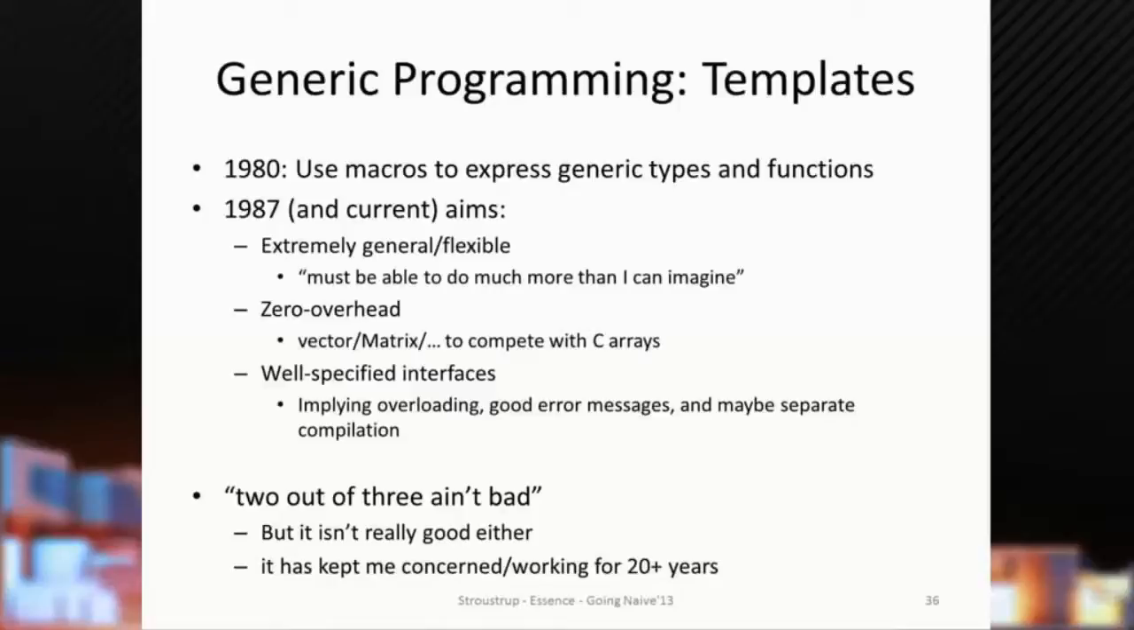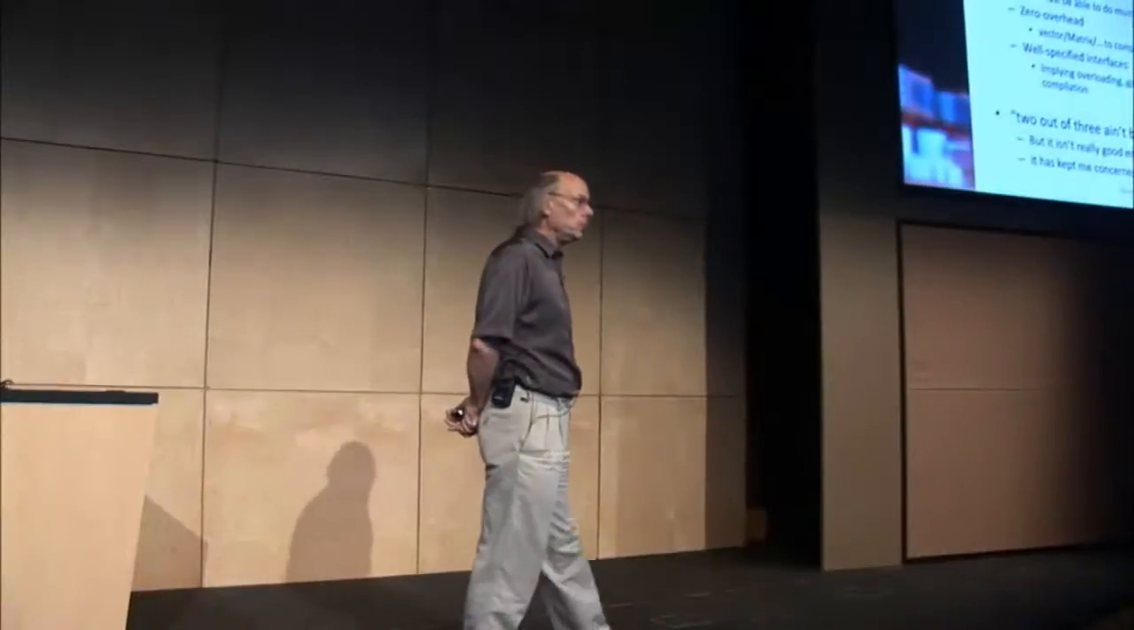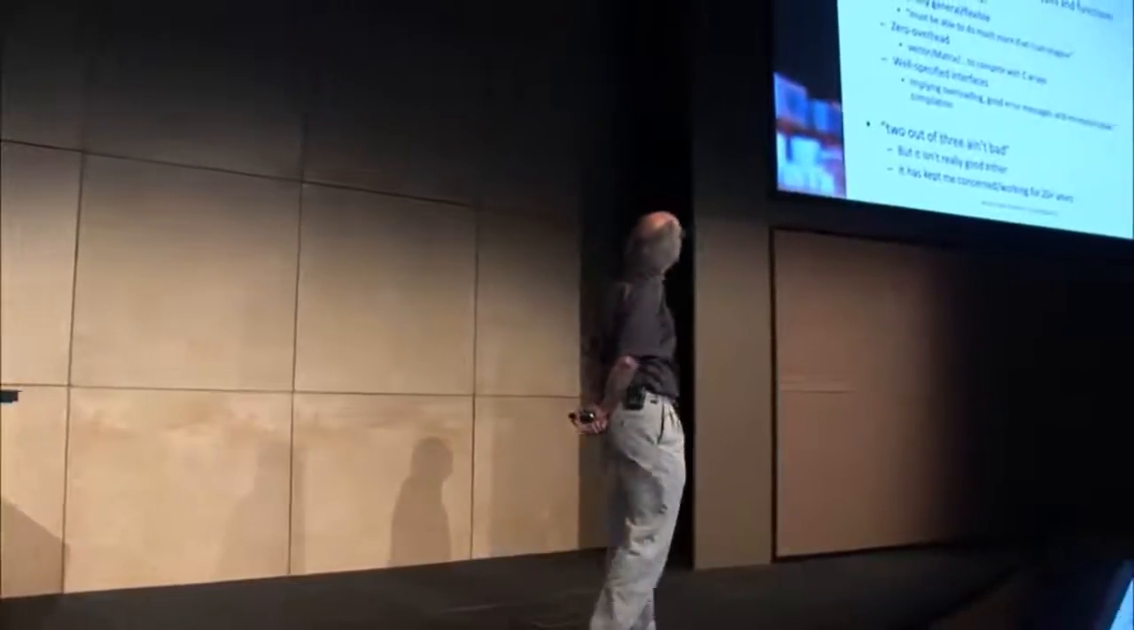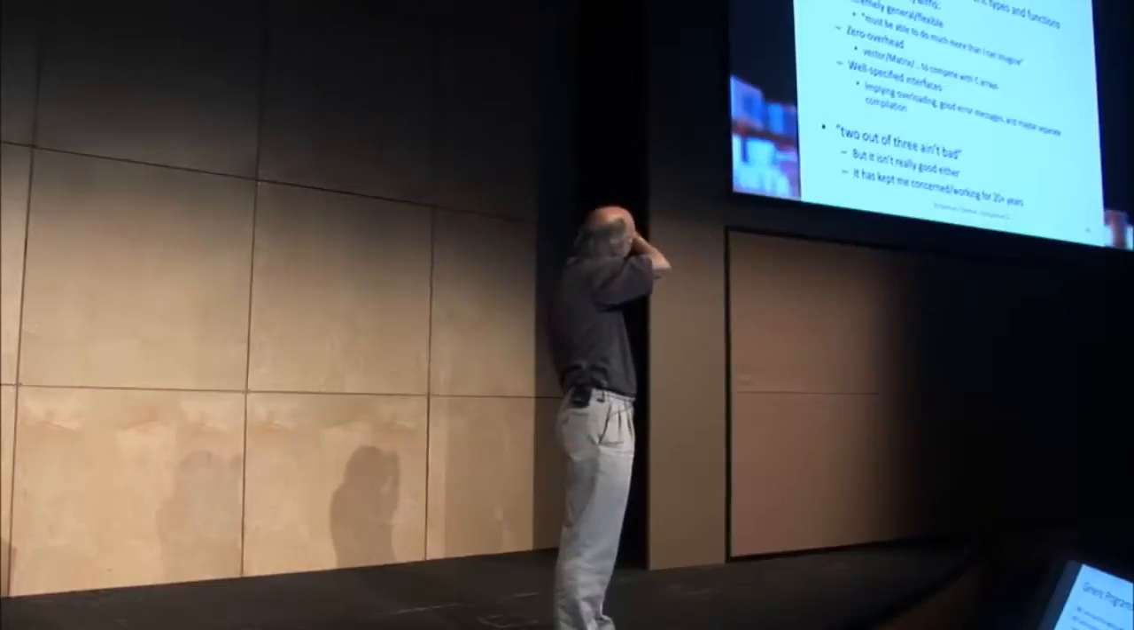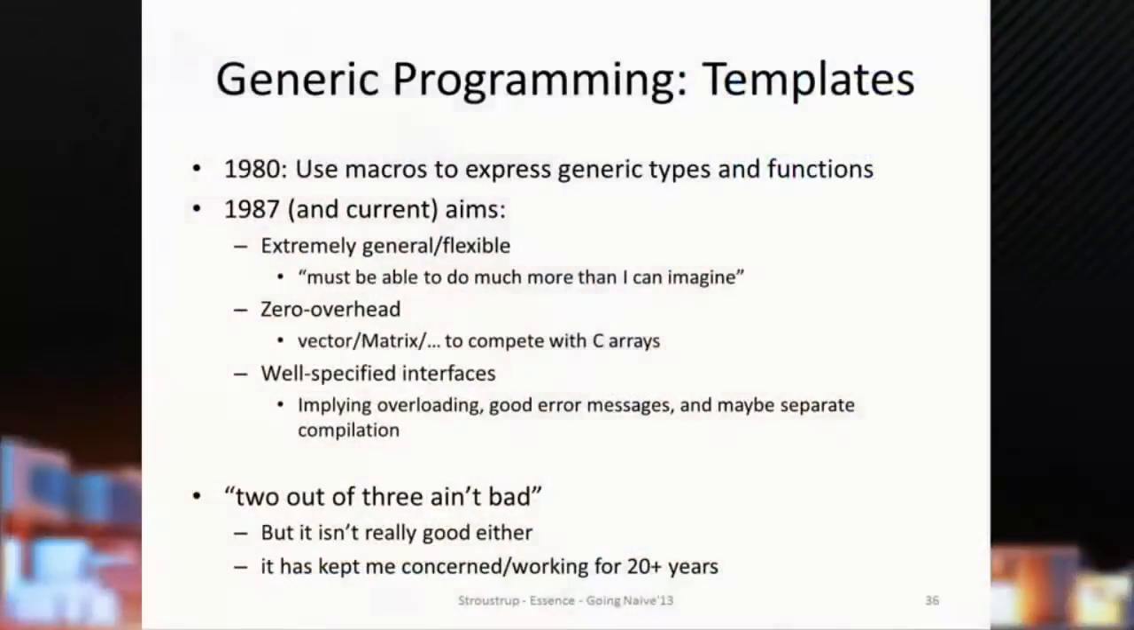I wanted generic programming. I wanted my vector to be parameterized on the element type, and I wanted my sort function to work independently of which element type it was. So in 1987, thereabouts, I wrote out the aims and designed templates. It had to be extremely general and flexible. If it only can do what I can imagine, there's just something wrong, because my imagination is not equal to the needs of even a room full of people like this, let alone all the programmers there are.